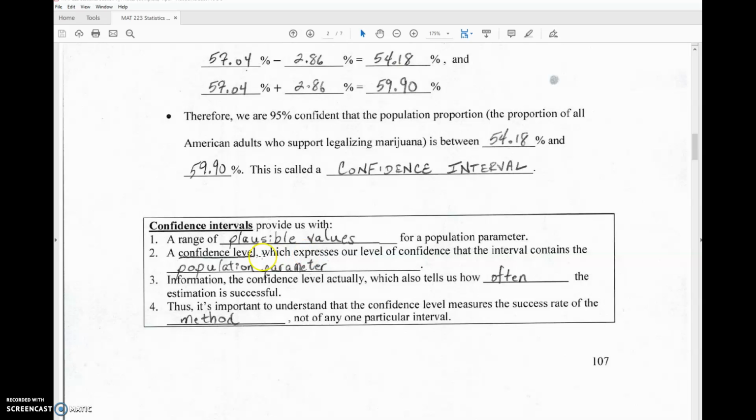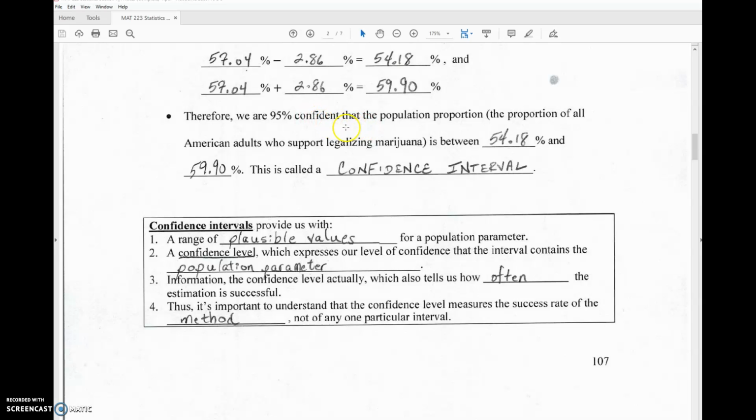The confidence level, which is this 95%, expresses our level of confidence that the interval contains the population parameter. The confidence level also tells us how often the estimation is successful. So when we say we're 95% confident, what that truly means is if we had done 100 different samples, so remember that sample was 2,003 different people, right?